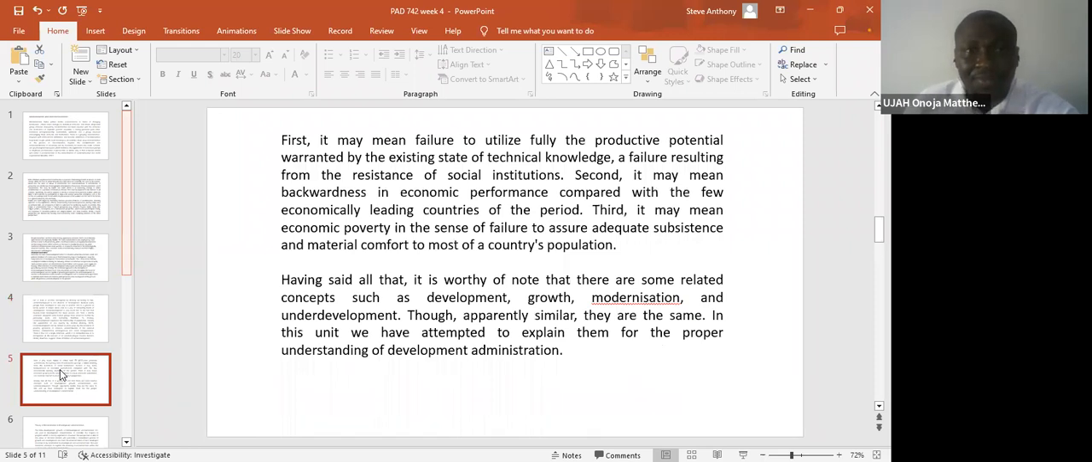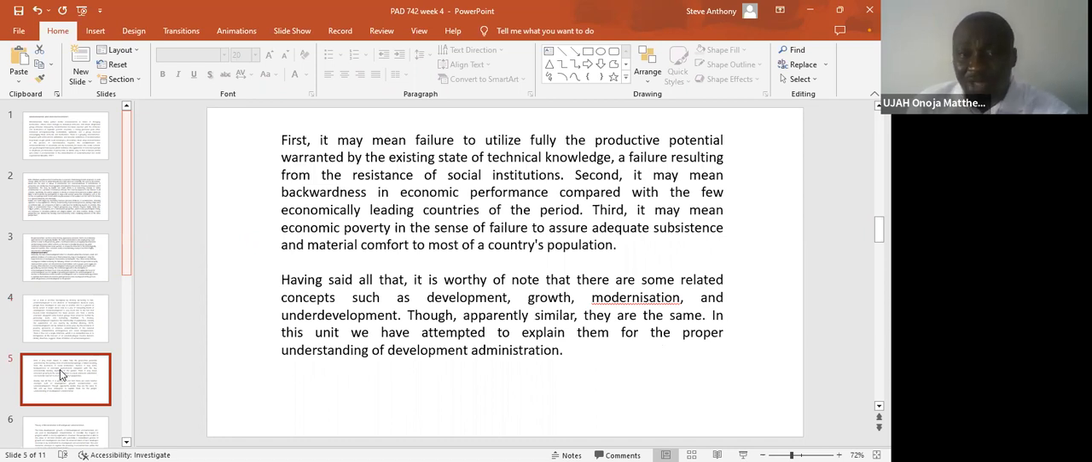To him, it may mean failure to utilize fully the productive potential warranted by the existing state of technical knowledge, a failure resulting from the resistance of social institutions. Secondly, it may mean backwardness in economic performance compared with the few economically leading countries of the world.